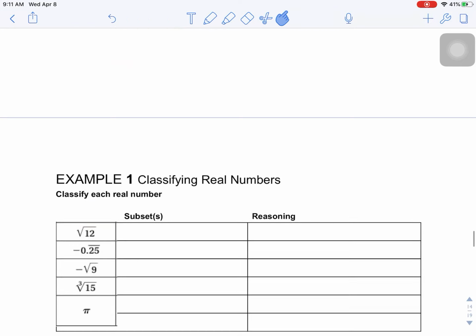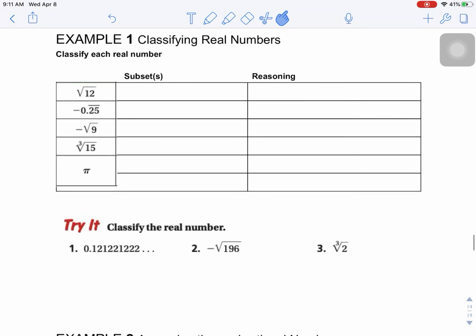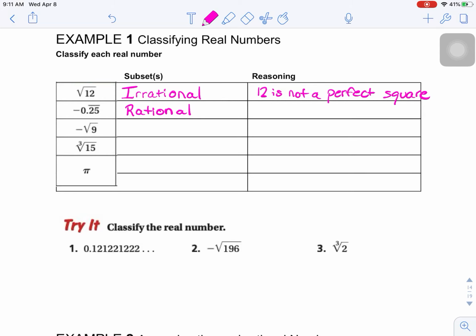Okay, so if we were going to look at some examples of classifying numbers, our first one here is the square root of 12. I do not know what the square root of 12 is, so it is irrational, because 12 is not a perfect square. Negative 0.25 repeating is going to be rational because it's a repeating decimal.